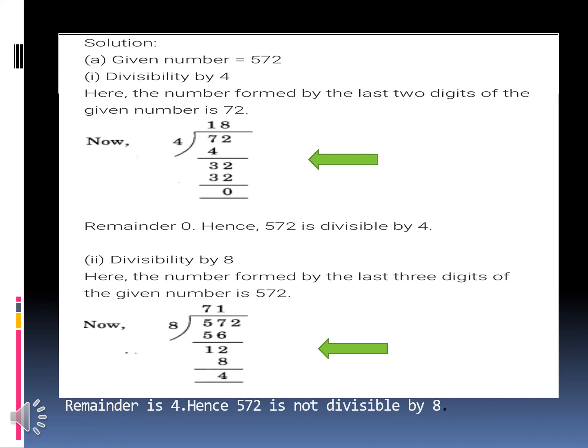So it is very easy to check the divisibility of 4 and 8 if you remember the divisibility rules. So this is how you can do all the parts. I have just given the explanation of A part, and you can try all the parts yourself. The solutions are here in this video. You can see and solve it yourself.